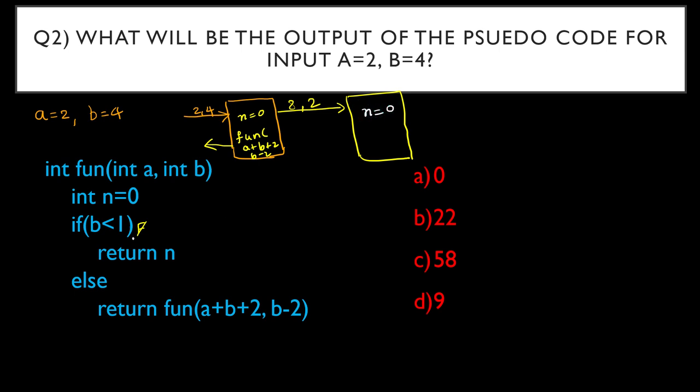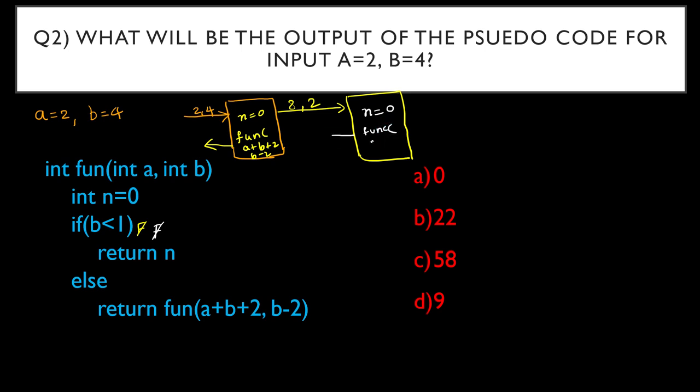If b is less than 1, return n. So b is not less than 1, so this condition becomes false again, and this will be returned again. What we are returning here is not yet calculated, so we will calculate it.